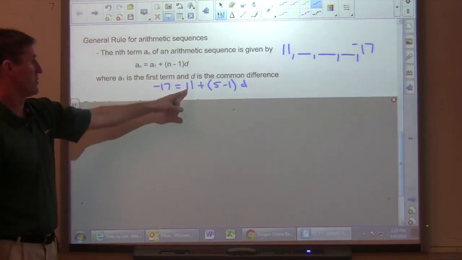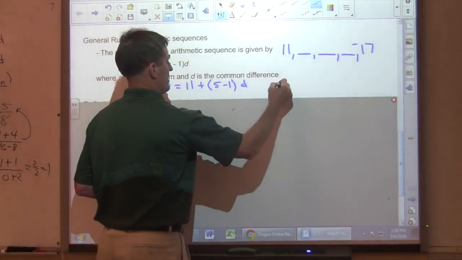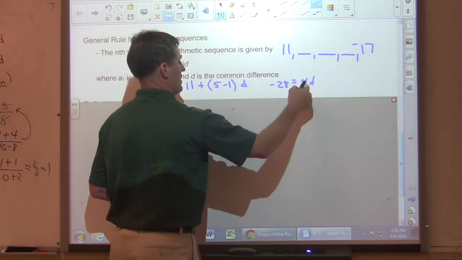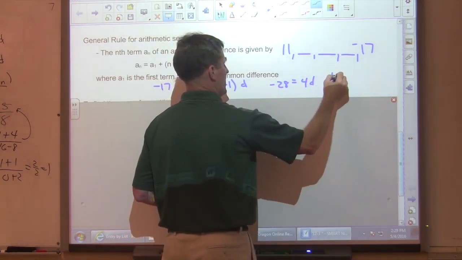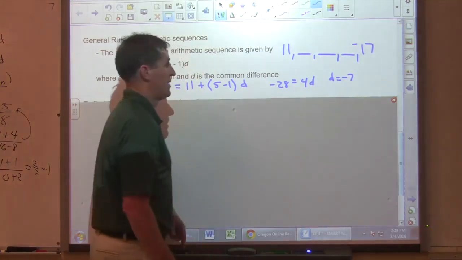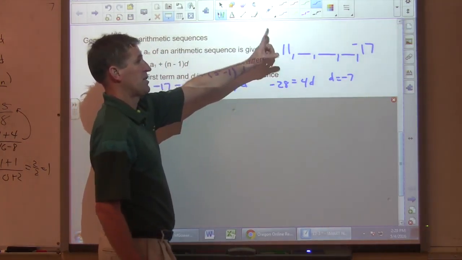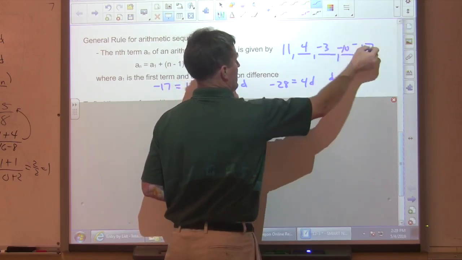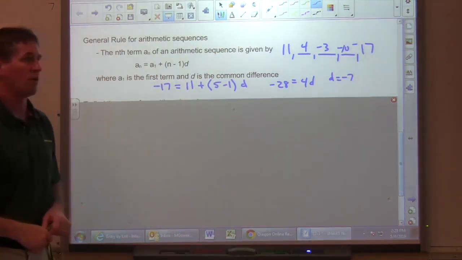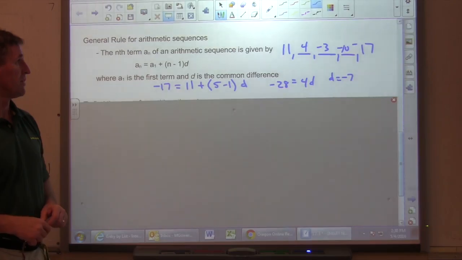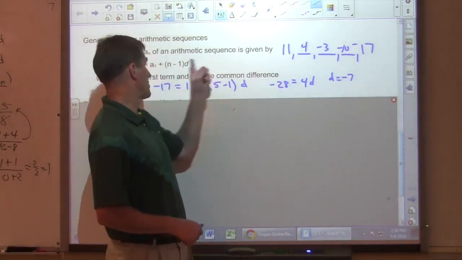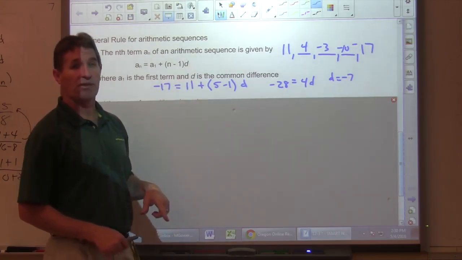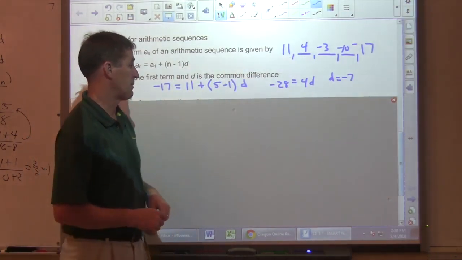and now we can find d. So we subtract 11, negative 28 equals 5 minus 1 is 4d, divided by 4, so our d is negative 7. And so now we can find the numbers by just subtracting 7. So 4, negative 3, negative 10, negative 17. So we know we're right. So when they give you this, you're going to use the same formula we did to find a sub n, but you're going to use it to solve for d so that you can fill in the empty spaces.